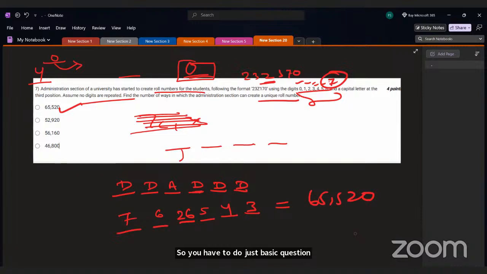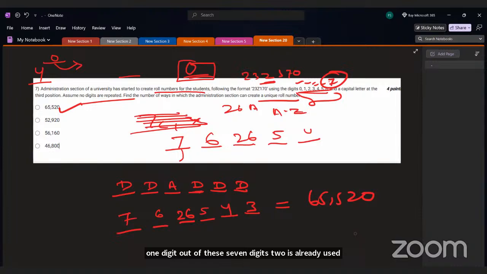For the first place, we have got 7 options. Then it got reduced by 1 because the repetition is not allowed. Now for the third place, we can use 26 alphabets, A to Z. That will be 26 here. Then for the fourth place, again, we have to use 1 digit out of these 7 digits. 2 is already used, so we got 5 options. Similarly, for the fifth place, we got 4 options. Now for the last place, we got 3 options. And then you have to just multiply all those, and you will get 65,520. That's option A. Yes, you have to multiply all of them.